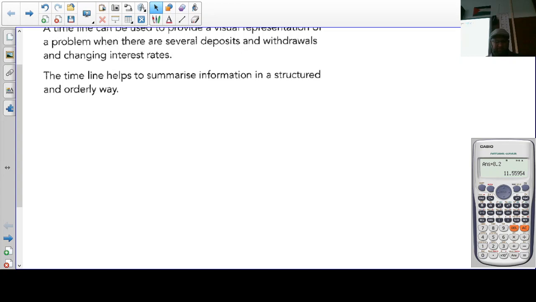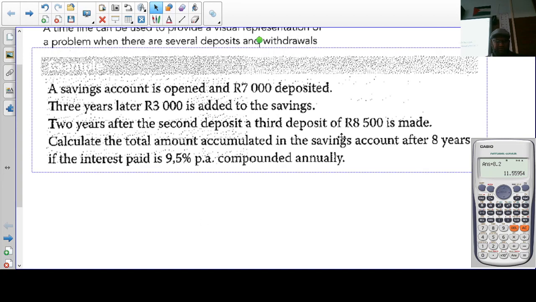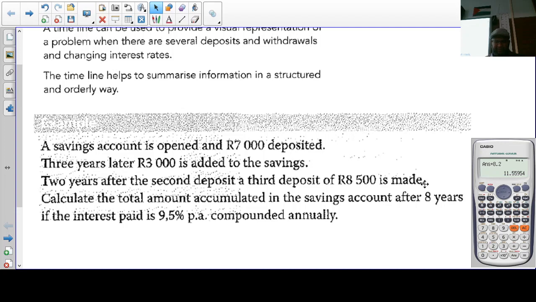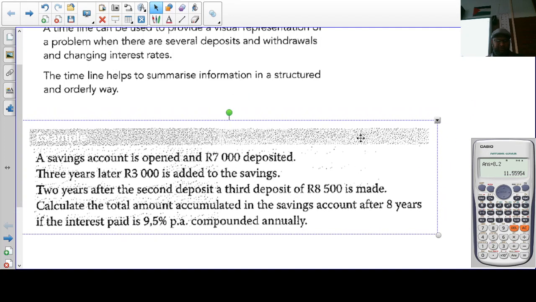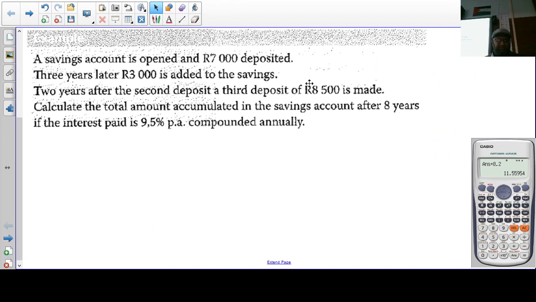Hello? Yes, okay. Am I going too fast? Yes. Okay, I'll go a bit slower when I do the example.